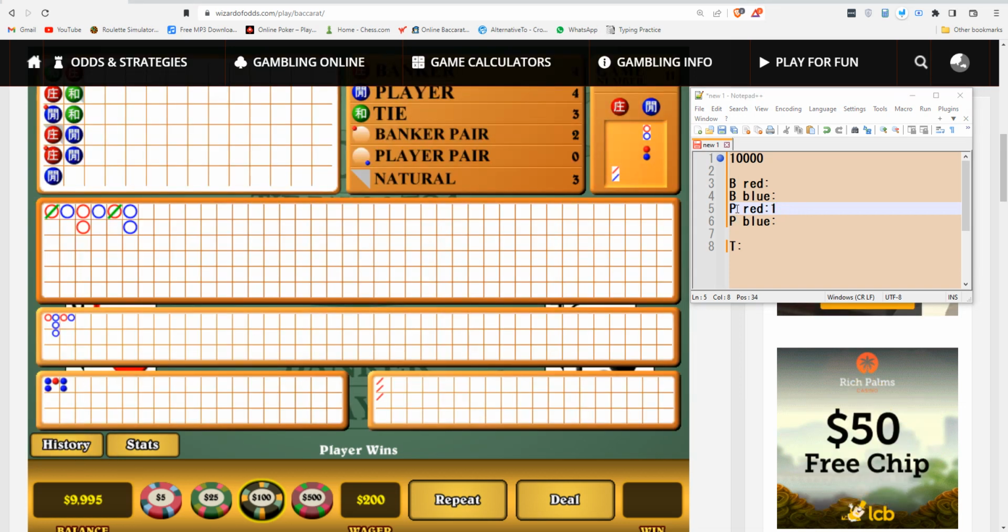And now I'm again on the P side. I did not switch to the banker. I did not get a banker result, so I'm still on the player side. I still have to bet P red. And now P red, what do I have to bet for P red?